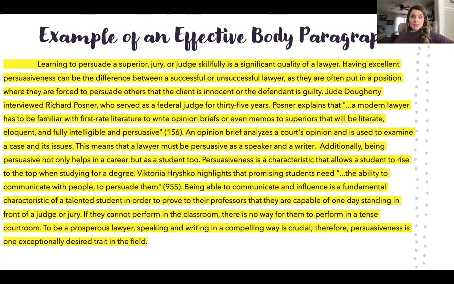Let's break these sentences down so that you can see the various components that we discussed in the previous slide. First, we see that the writer introduces the topic from the beginning. "Learning to persuade a superior, jury, or judge skillfully is a significant quality of a lawyer." We see that the writer is saying that persuasiveness is what embodies a great candidate for a lawyer.